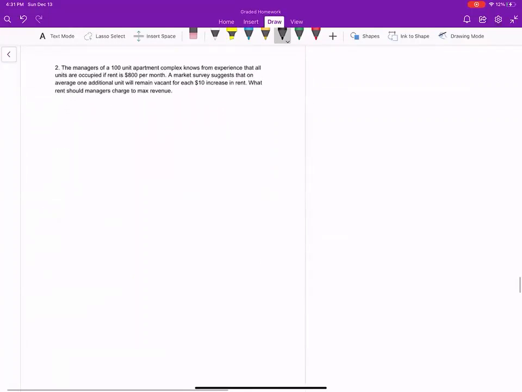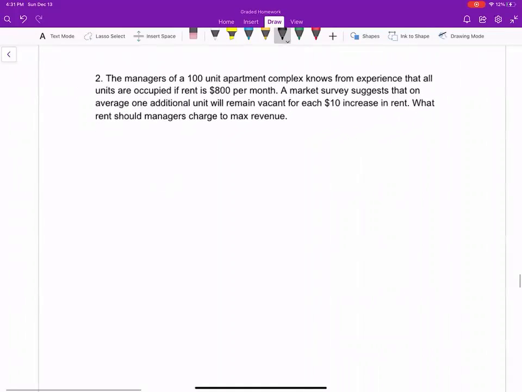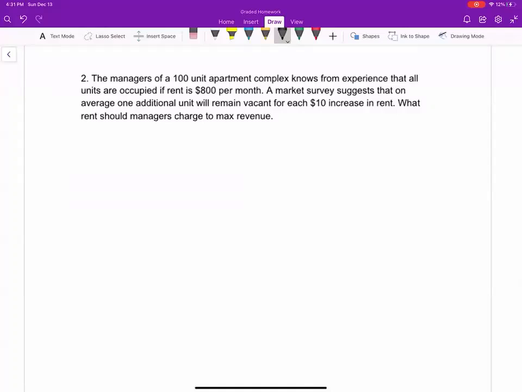Now we have another optimization problem. This is a demand and revenue question. The managers of a 100-unit apartment complex know from experience that all units are occupied if rent is $800 per month. A market survey suggests that on average, one additional unit will remain vacant for each $10 increase in rent. What rent should managers charge to maximize the revenue?